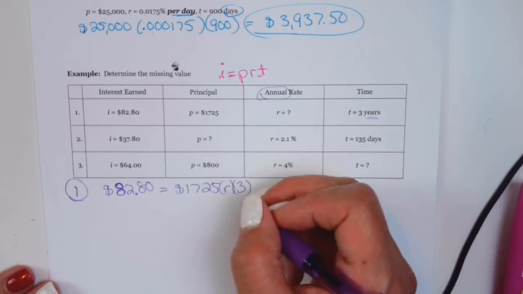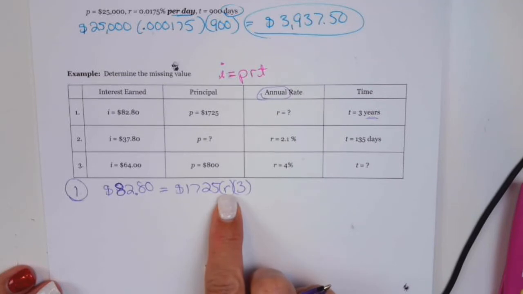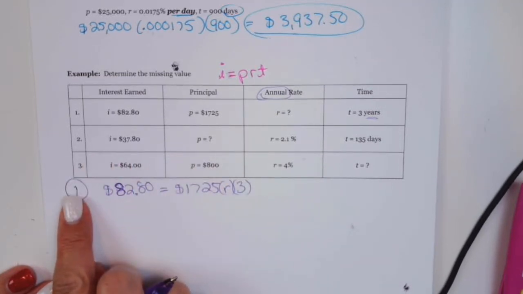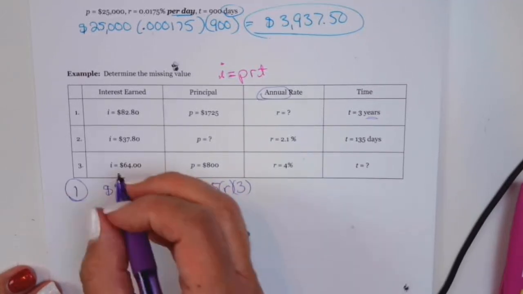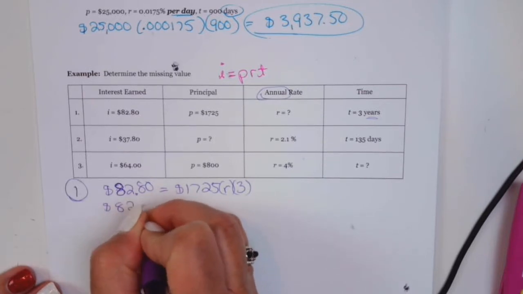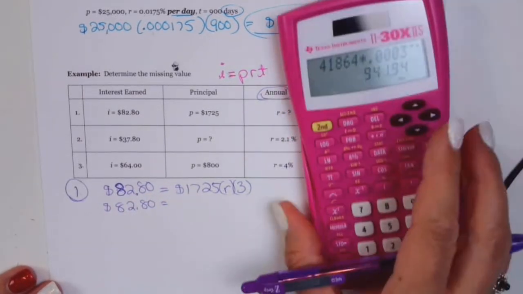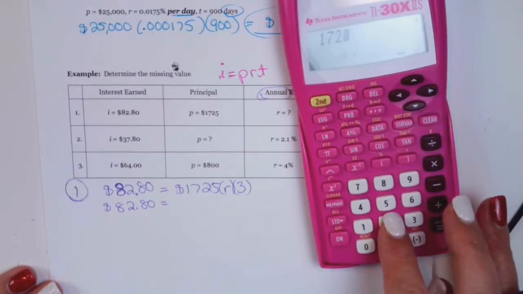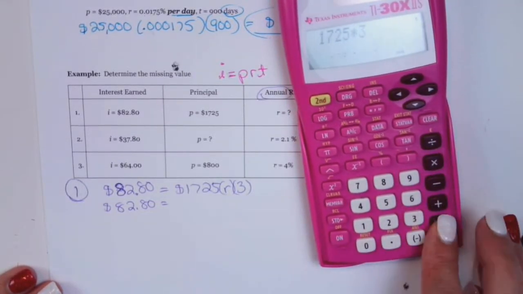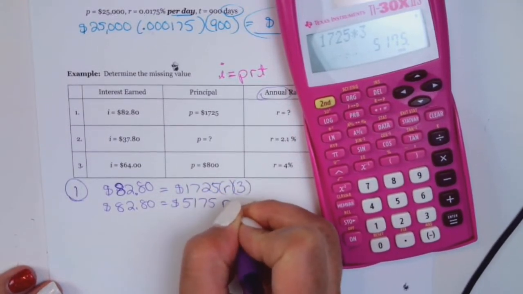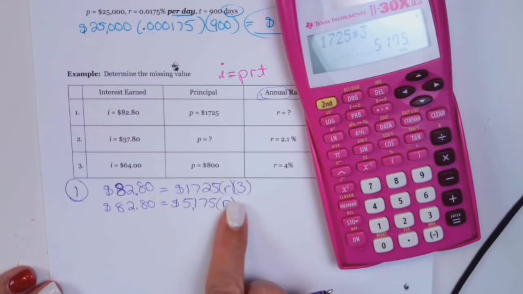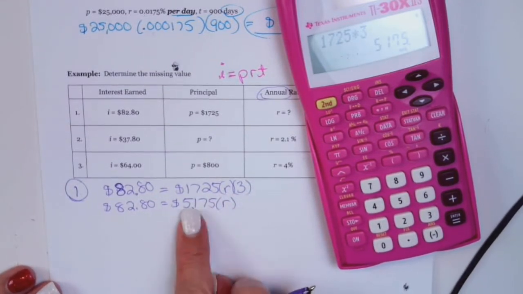Okay, so what we need to do is we want to keep the R on one side and all the other numbers on the other side. So I'm first going to multiply these two numbers here, because then I only have to move one. So 82.80 equals 1725 times 3, which is $5,175, and then we're multiplying that by the R. We don't need to have these parentheses because we know that there's a multiplication anyways.